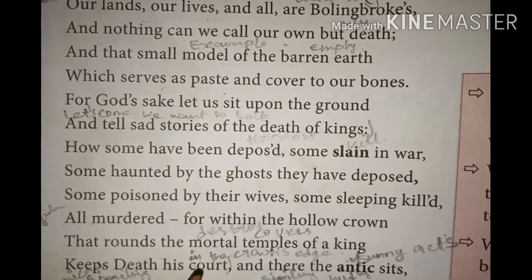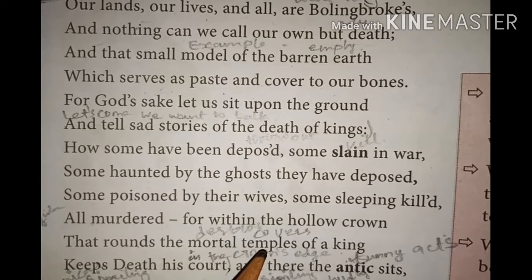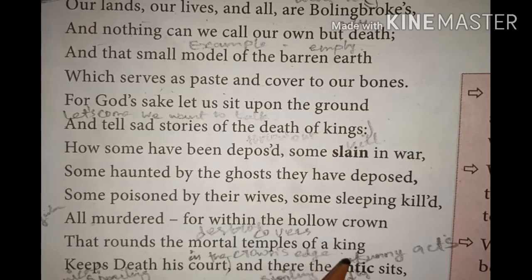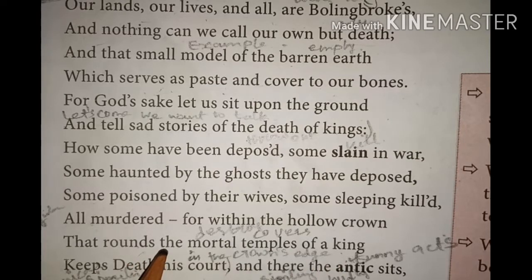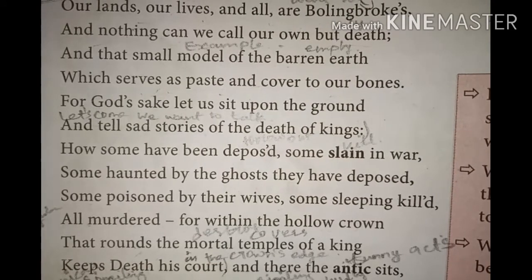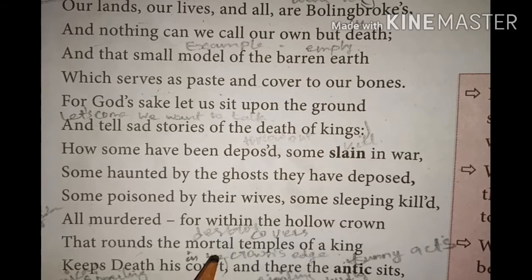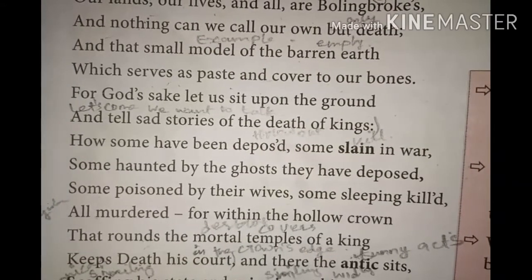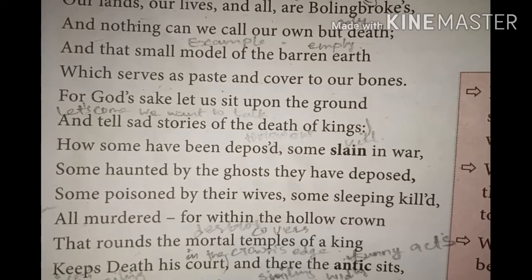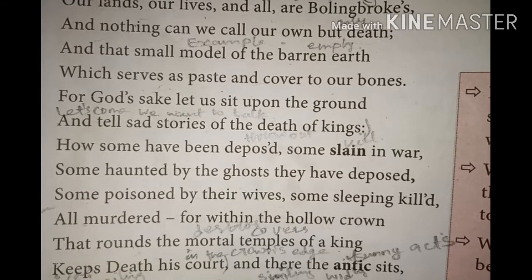Then, the crown rounds the mortal temples of a king. Rounds just means it covers the mortal temples. Mortal means it is going to be destroyed. Immortal, just know the meaning of this, students, it is important. Mortal can be destroyed; definitely it will be destroyed. Immortal cannot be destroyed. It is called the immortal temple.